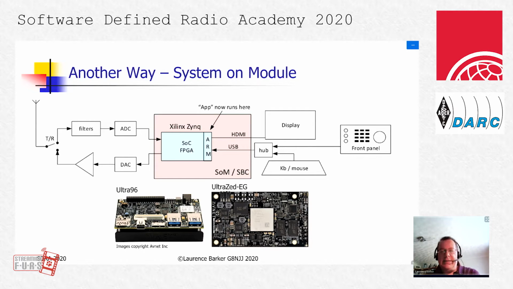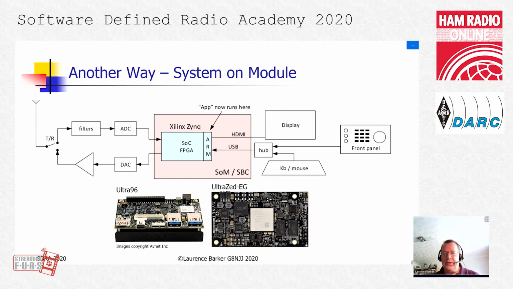Another way to make it is to look at a different type of module. I've got a couple of examples here. These are called system on module boards. They're more like a single board computer than they are like a radio. So they don't have the A to D and D to A converter on them, but they do have connectors that will connect to those. But the two boards that I've shown there also have video interfaces and all of the rest of the interfaces that you need to have a single board computer.